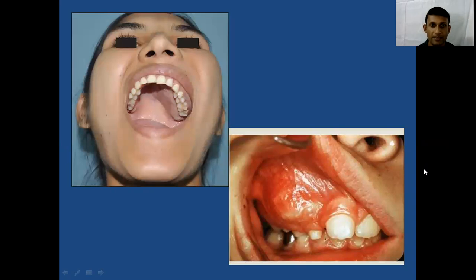As you can see in this picture, this is a clinical representation of fibrous dysplasia. Young females are commonly affected, and you can see a diffuse swelling in the maxilla. As you can see in the picture, a diffuse swelling involves one side of the maxilla, so it is a unilateral swelling. It involves the entire maxilla, and the mucosa over the swelling appears to be normal.